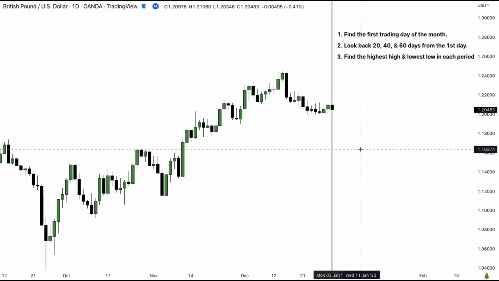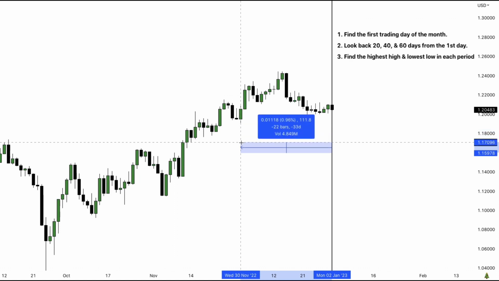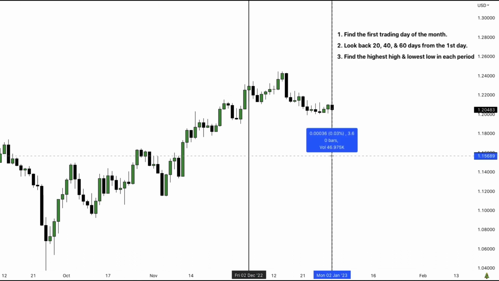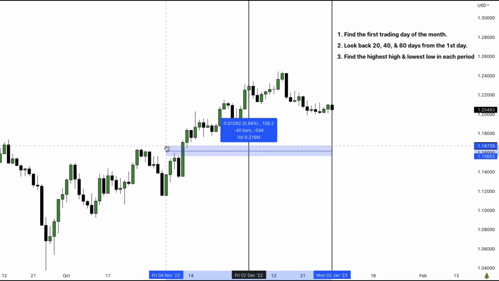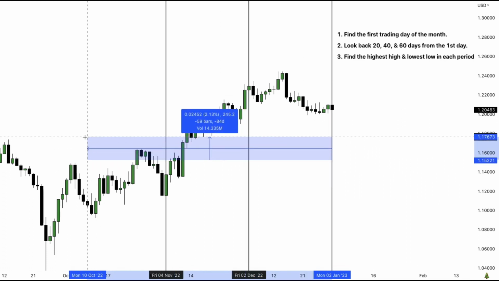From here, we're going to look back 20, 40, and 60 days from the first day. So we're going to count back 20 days first, see what that looks like. That's going to be December 2nd, 2022. We're going to count back 40 days now. This is going to be November 4th, 2022. And then we're going to count back 60 days now. And that's going to be October 7th, 2022.